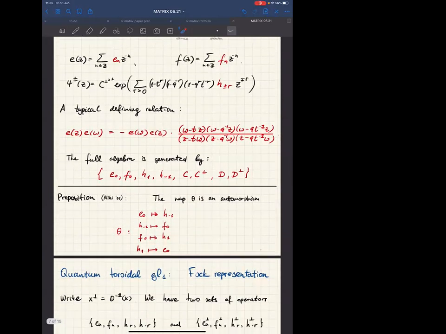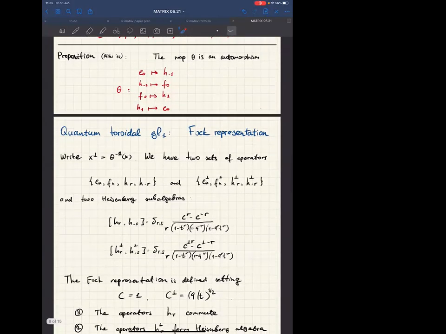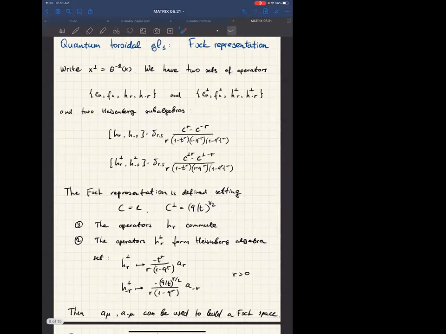So we can use this automorphism to define another set of generators. The basic set of generators was given by these operators plus the central elements and degree operators. By applying the inverse of this automorphism to each of these generators, we define a new set of generators, which have this perpendicular subscript. And this picture is quite interesting because if we look at the commutation relations of this algebra, we will see two Heisenberg subalgebras here.